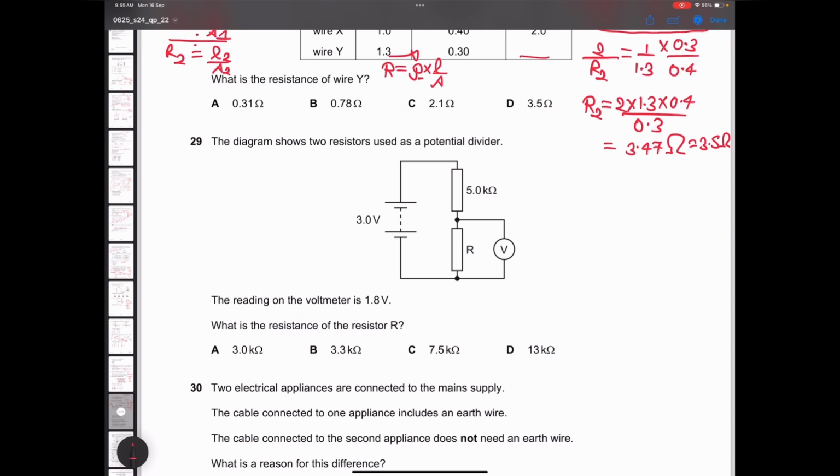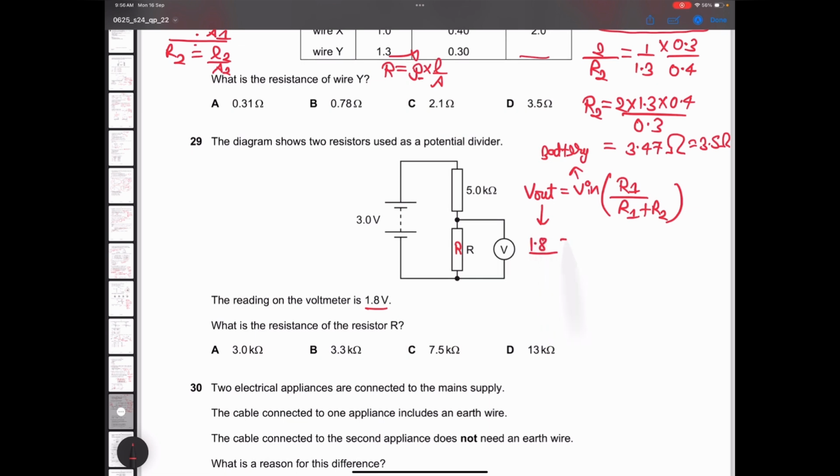The diagram shows two resistors using a potential divider. So this is a potential divider question. For that we need to recall the formula, which is V out is equal to V in times R1, the resistance of that particular resistor, over R1 plus R2. What is V out that you are trying to measure? V in is the one provided by the battery. So we are trying to measure this R resistance, and the voltage coming out of it is 1.8.